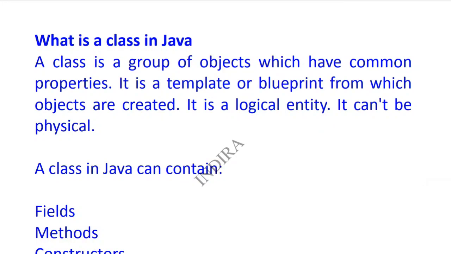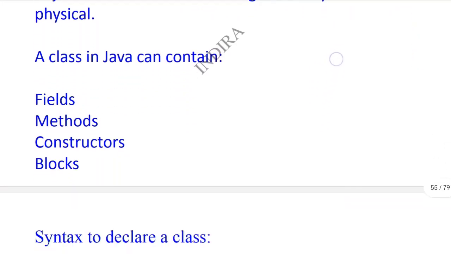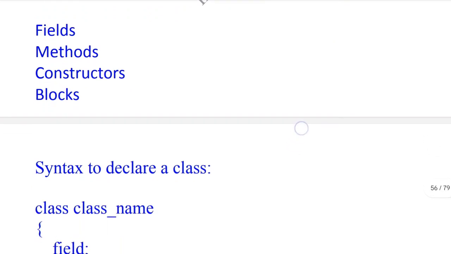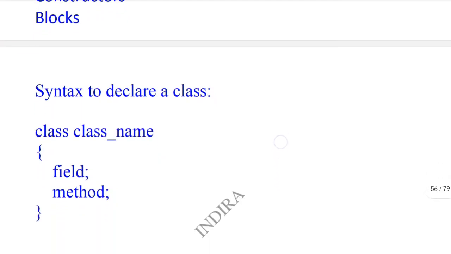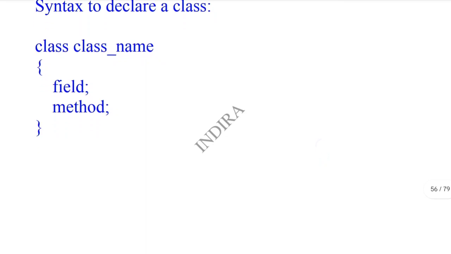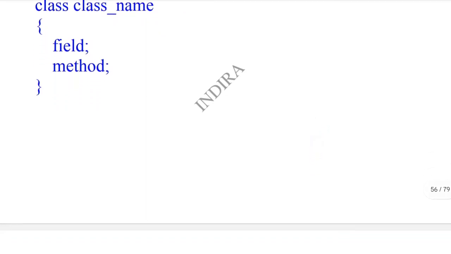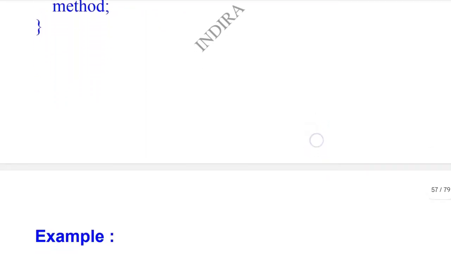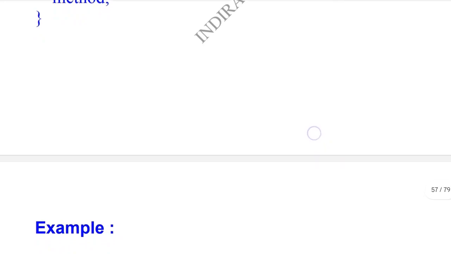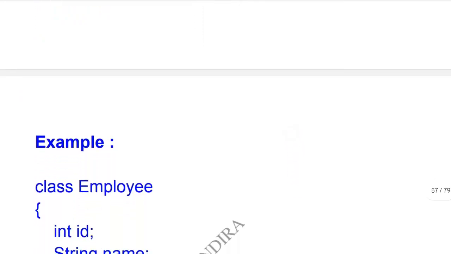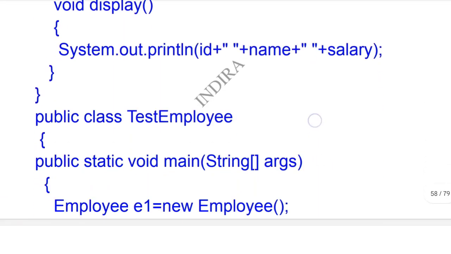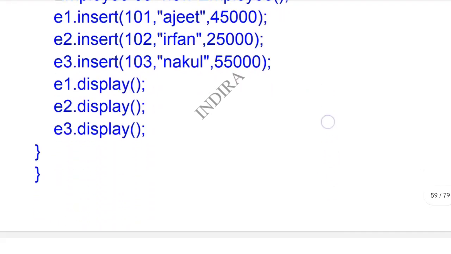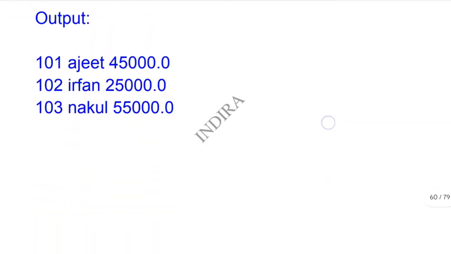A class in Java contains fields, methods, constructors, blocks. The syntax to declare a class is class name. At the first of the Java program only we declare the class name. After that class name only we declare methods, statements, blocks, whatever it is. Whereas in the structure of Java also, the first part is to declare the class name only. So this is the example for the class. Very important, and the output of that class.